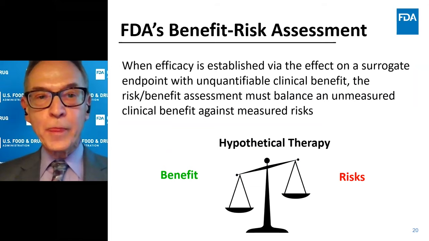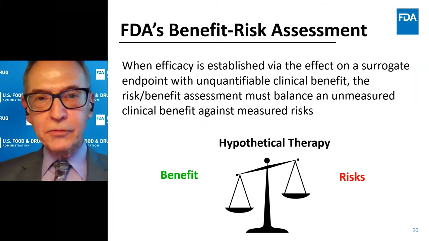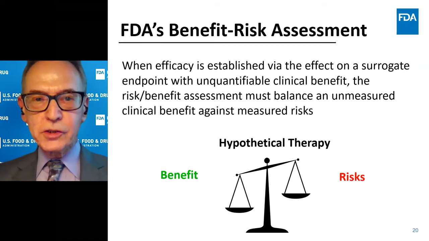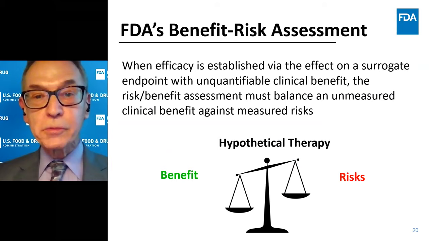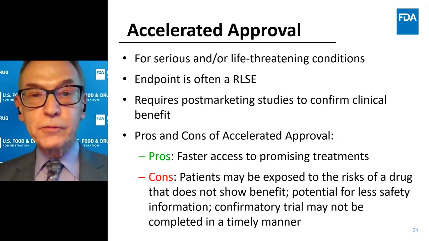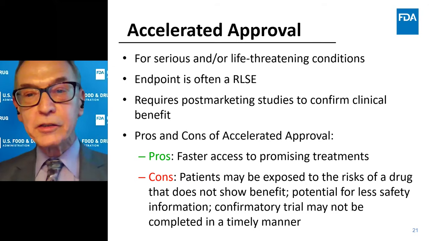FDA doesn't just look at benefit for approving products, of course. It also looks at risk and looks to see a positive benefit-risk relationship. For accelerated approval, when efficacy is established via the effect on the surrogate endpoint, where there's unquantifiable clinical benefit, the risk-benefit assessment must balance an unmeasured clinical benefit against measured risk. So for accelerated approval, this can be used for serious and or life-threatening conditions. The endpoint is often a surrogate endpoint that's considered reasonably likely to predict clinical benefit. As has been mentioned before, it requires a post-marketing study to confirm that the therapeutic agent actually does confer a clinical benefit.